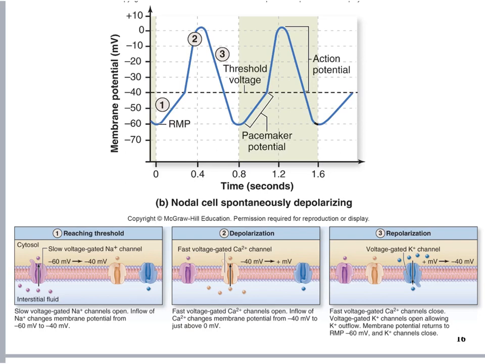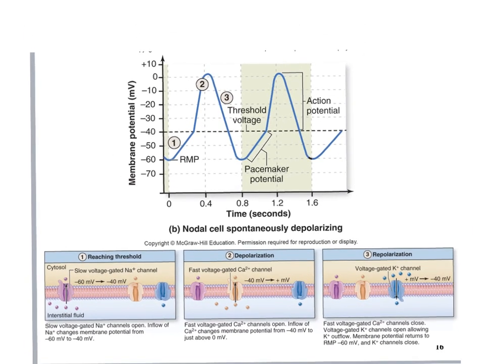So this is what it looks like, different parts, right? Your resting membrane potential. Going to reach threshold about minus 40 for the movement of sodium, but depolarization depends upon what movement of what ion? Calcium, right? So it's not just the movement of sodium. Depolarization of the nodal cell depends upon calcium. So if you didn't have calcium, would that be a problem for your heart? Yes, it would, okay?